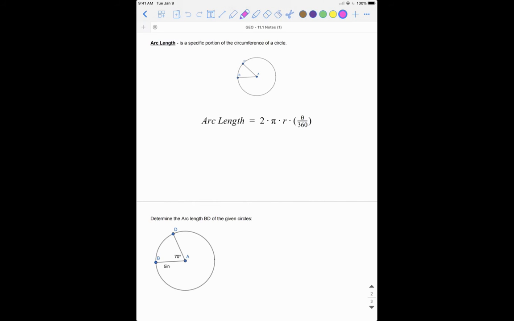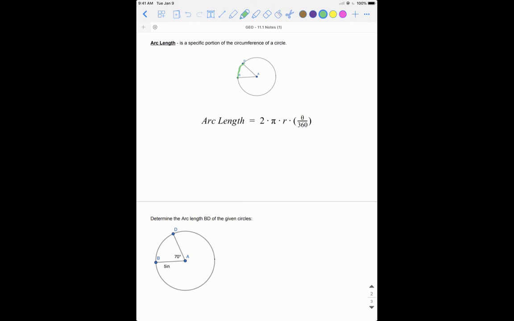All right, so the second thing we're going to talk about today is arc length. Arc length is a specific portion of the circumference, right? So the circumference is this whole distance around, and our arc length is a specific piece of it. If we wanted the length of BD, we'd be looking for the length of just that section of our circumference. Whenever you're talking about arc length, you're always talking about a piece of the arc.